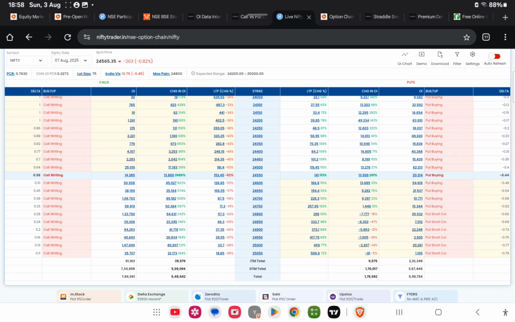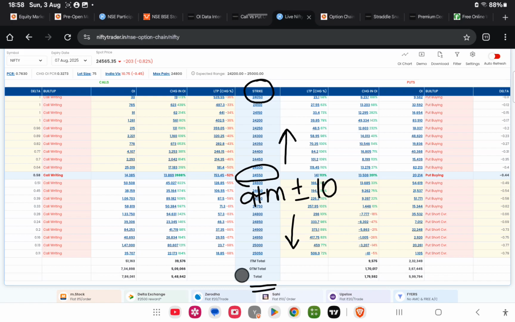I have kept the settings like this. This is the ATM, right? So ATM plus minus 10. Okay, so it will show you 10 strikes up and 10 strikes down. Okay, so whatever it is, it will show the strike price. Definitely here it shows the ITM as well as OTM.